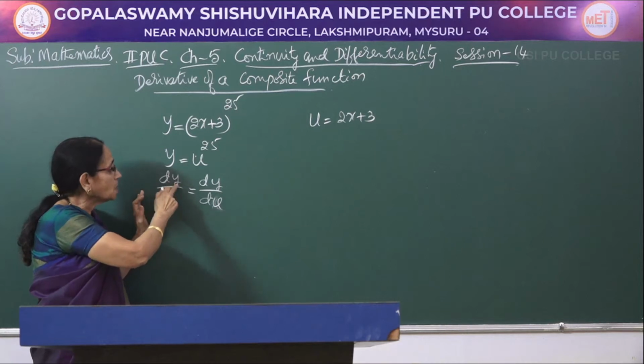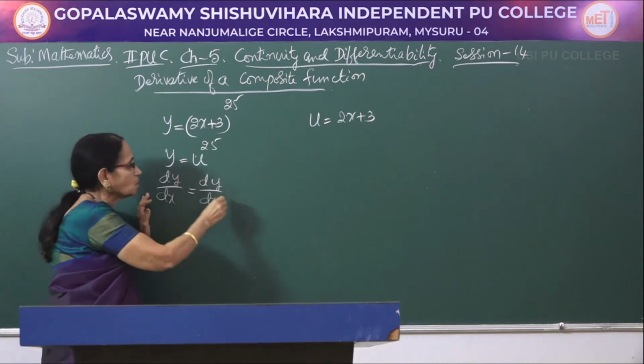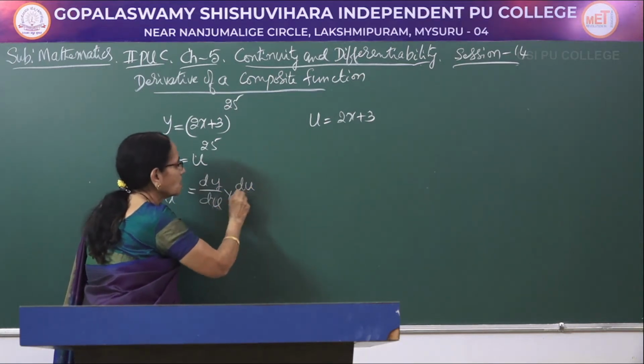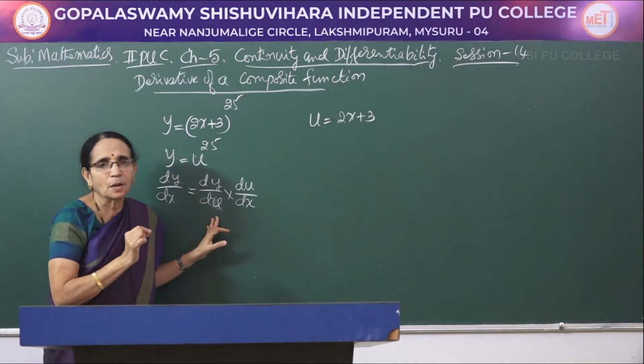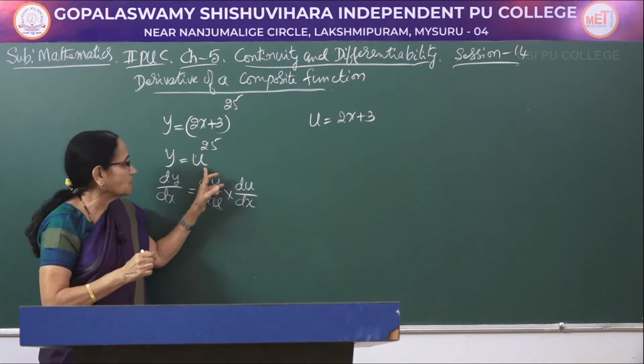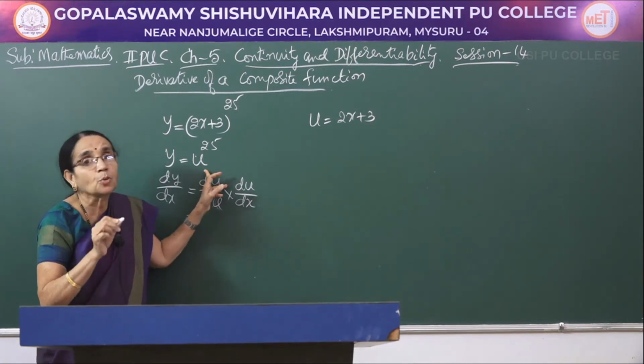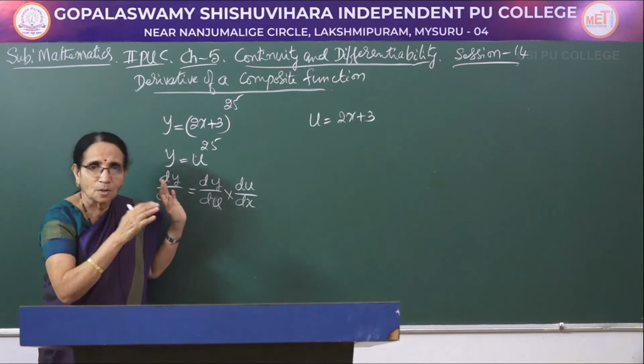But we want dy by dx here. So, this u has to be differentiated with respect to x. Directly I can't get the value of dy by dx, because y is now a function of u, not a function of x as in the earlier case.